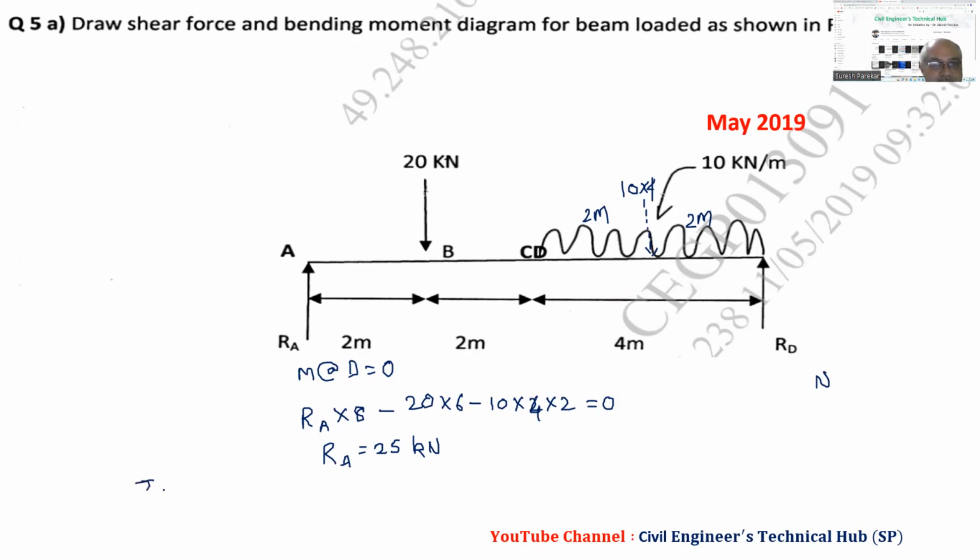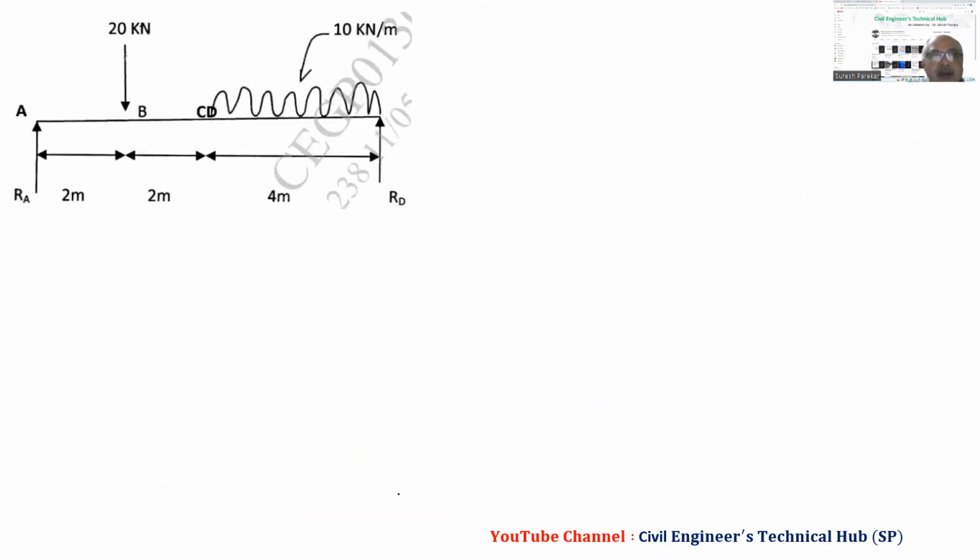Then apply the sum of Fy equal to 0, and we have RA minus 20 minus 10 into 4 plus RD equal to 0, and we will get RD equal to 35 kilonewtons. So RA is 25 kilonewton and RD is 35 kilonewton.